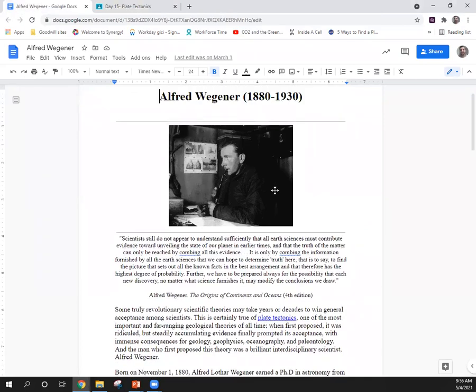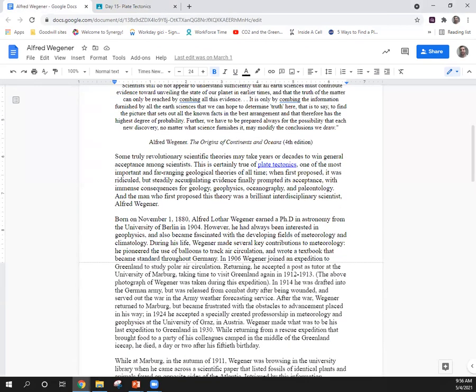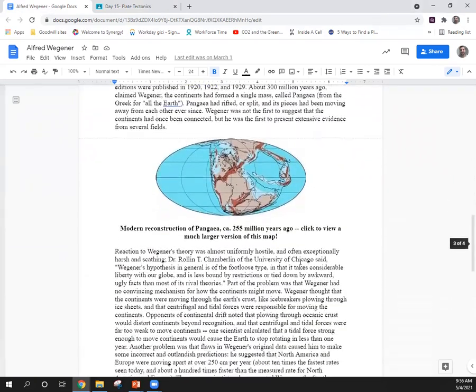So what we're going to do first today is we're going to read about a gentleman who was one of the first people to start thinking about the Earth and question whether or not the map has always looked the same since the beginning of time. And he's going to propose a theory of plate tectonics and continental drift.